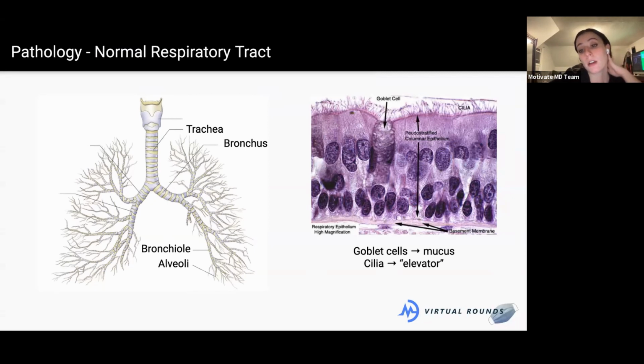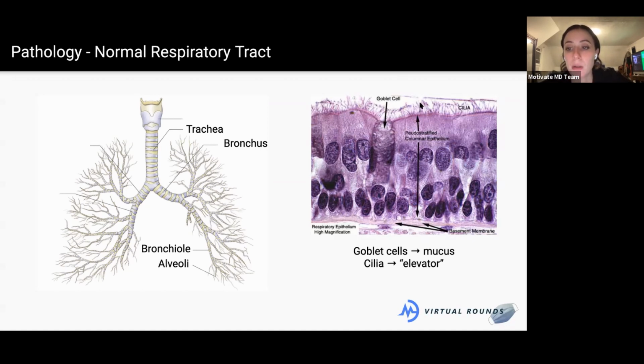On the right is a histology image of what our respiratory tract epithelium would look like. Epithelium, you can think of like your skin, right? You have linings that cover all these cavities in our bodies. This particular respiratory epithelium is super important because we've got two things. We've got goblet cells, which, if you can see my cursor, look like they're full of jelly right here. And these cells secrete mucus.